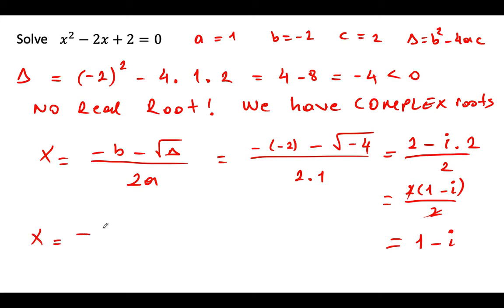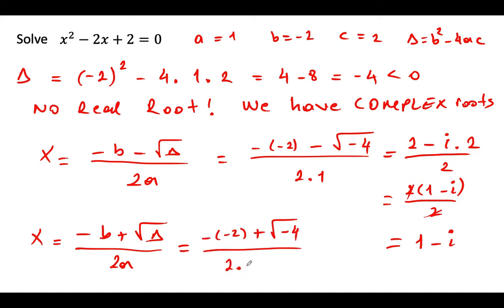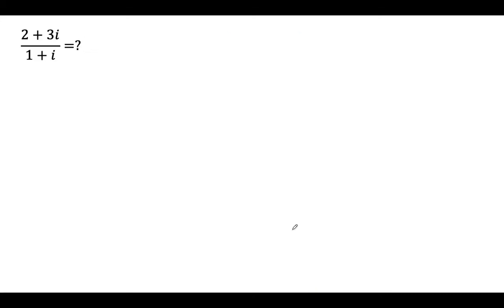But to see this, negative b plus root delta over 2a, so it will be negative of negative 2 plus root negative 4 over 2 times 1. So it will be 2 plus root negative 4 divided by 2, but root negative 4 will be 2 times i, so 2 plus 2 times i divided by 2. If we simplify by 2, it will be 1 plus i. So one of the roots is 1 minus i, and the other root is 1 plus i.